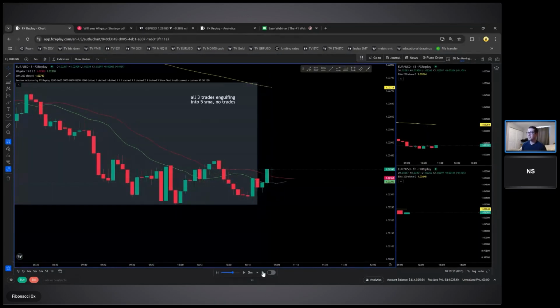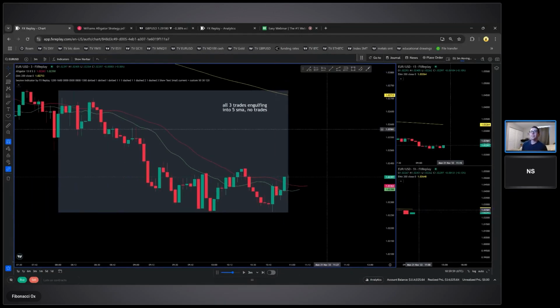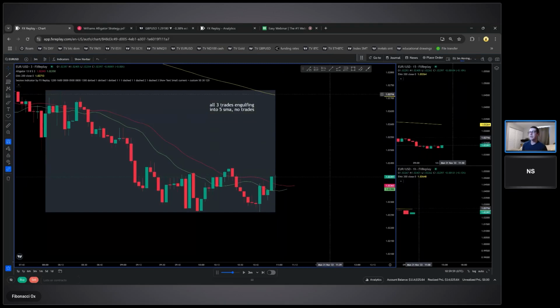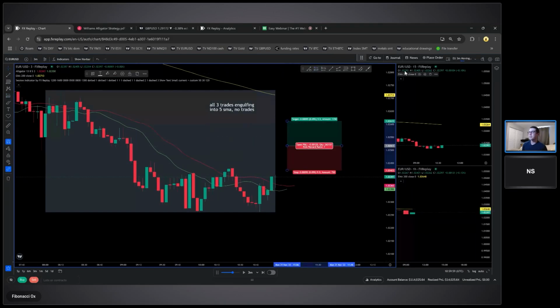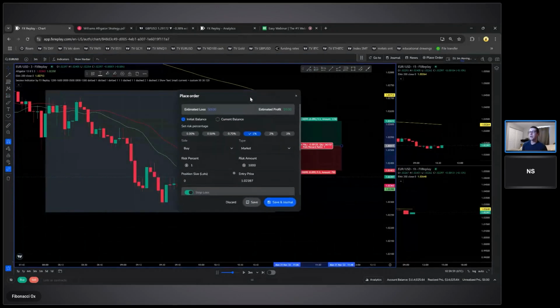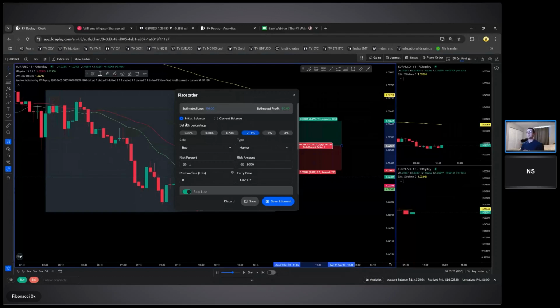So I got a question from Jakob in the chats. Could you dive into the risk management for this strategy? While I'm backtesting it, I'll just put the position tool right here. I pretty much always use 1% of my initial balance while I'm backtesting. So for a $100,000 account, I'm risking like $1,000 per trade.